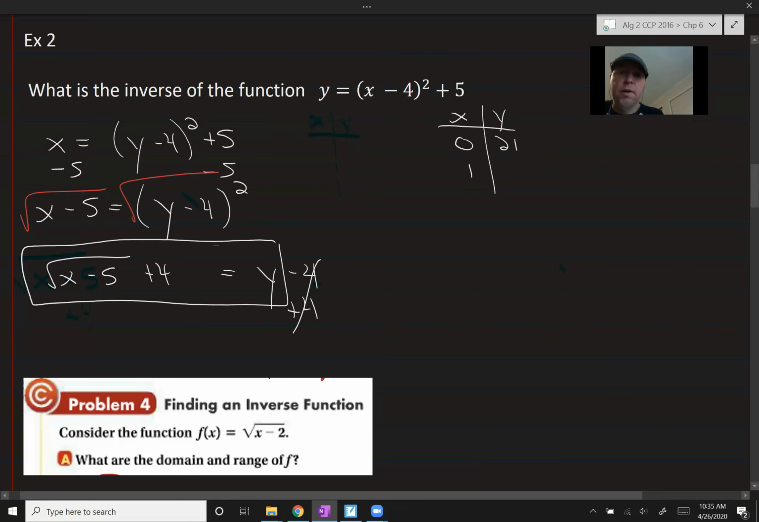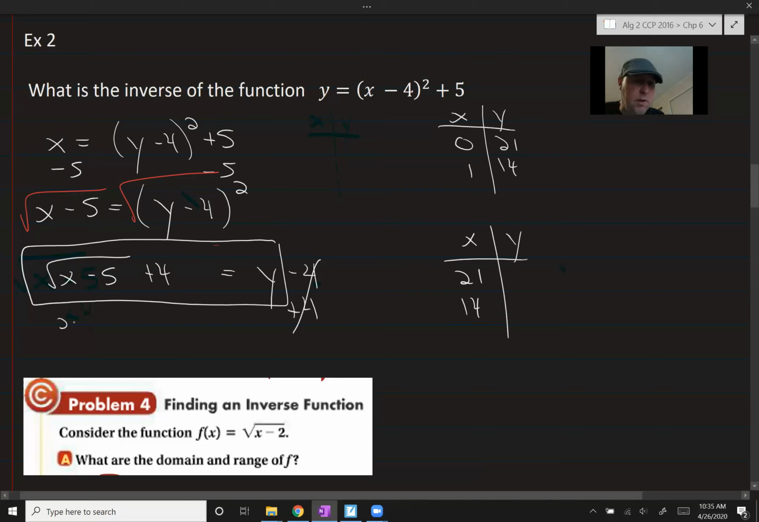What if I plug in 1? Okay, let's plug 1 in here. 1 minus 4, that's negative 3 squared is 9 plus 5, that's 14. Man, why are you using these messed up numbers? I don't know. All right, if they're inverses, that means 21 better give me 0 and 14 better give me 1. All right, let's plug it in.